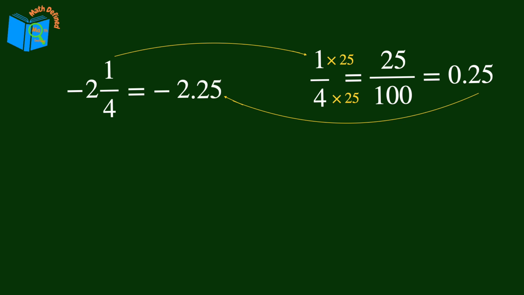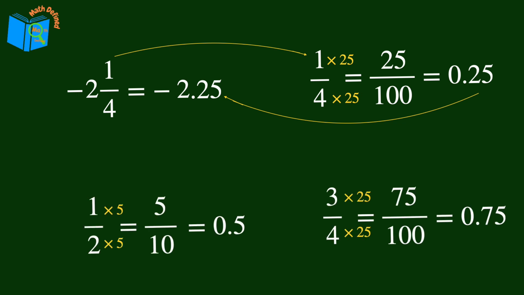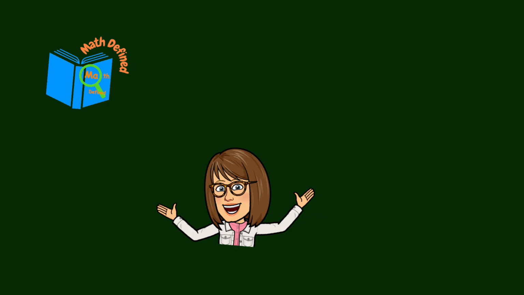This shortcut works really well with fractions like 1/4, 1/2, or 3/4, where you can easily multiply the denominator to get a power of 10, making the conversion to a decimal quick and easy.